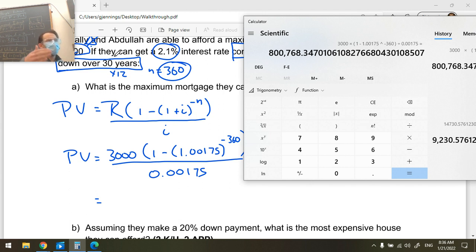Yeah. So you have to find n. You take t, which is number of years, and multiply by the compounding periods per year. Because we're compounding monthly, that's 360. Okay? And so then we get a total mortgage amount of 800 grand.